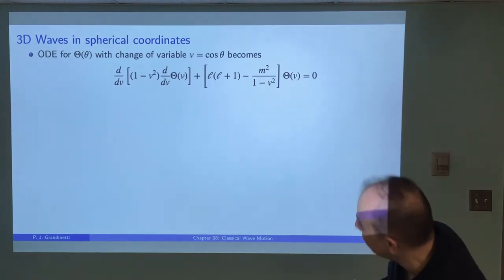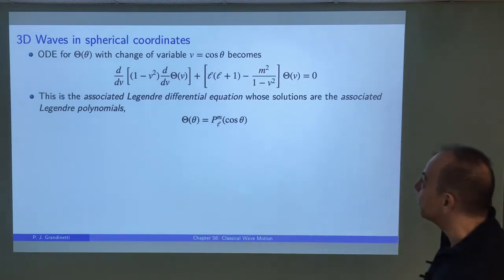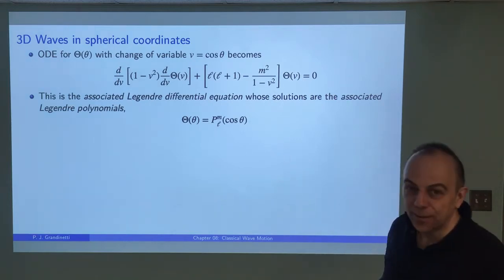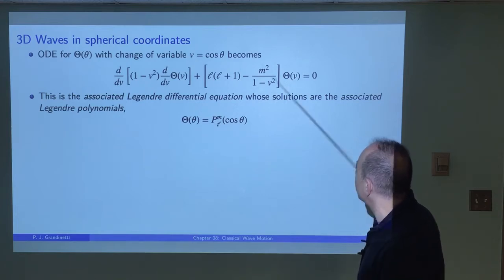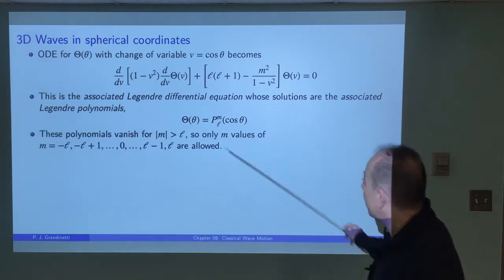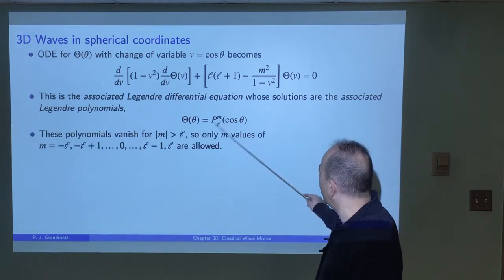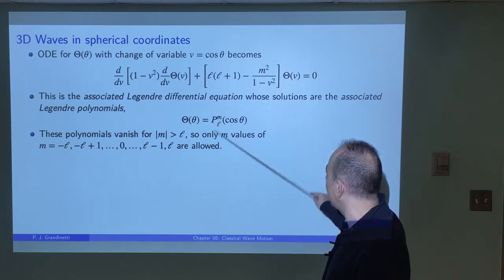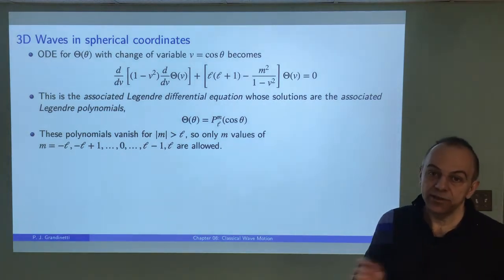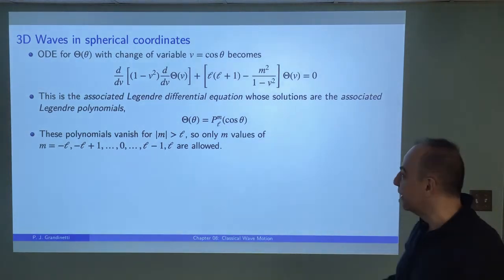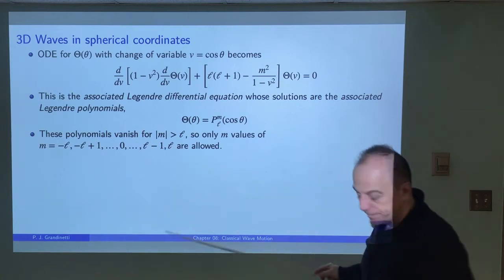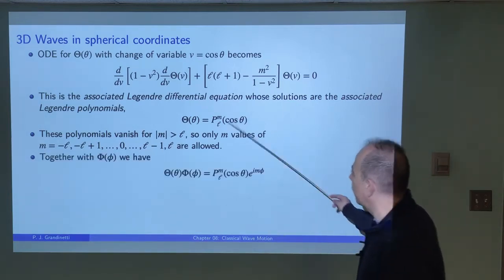This differential equation is what's called the associated Legendre differential equation, and the solutions to this equation are called the associated Legendre polynomials. So we know all the solutions to this differential equation. There is this particular function here, which I'll show you in a bit. These polynomials vanish for m values where the magnitude of m is greater than L. That means our m values, which were integer values of 0, plus or minus 1, plus or minus 2, and 3, and so on, are now restricted to values from minus L to L, because the other ones will vanish.